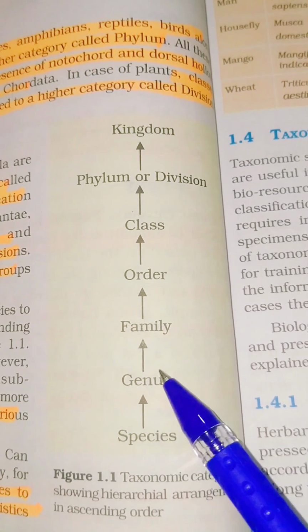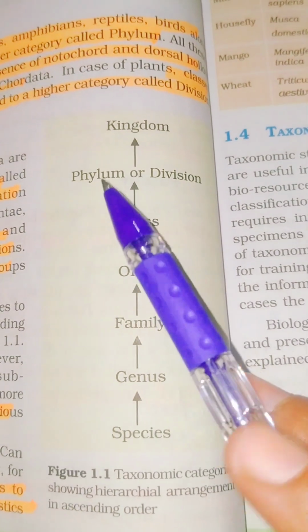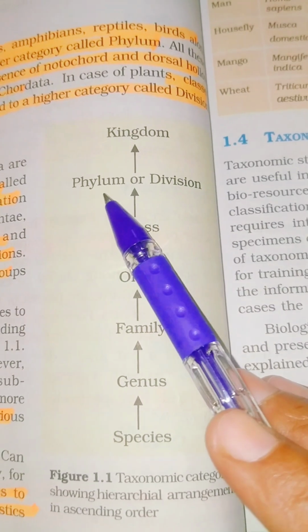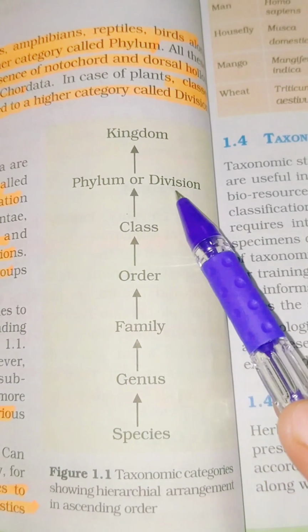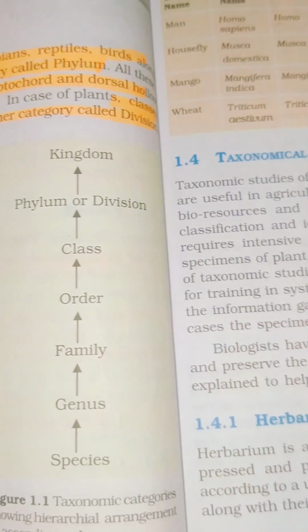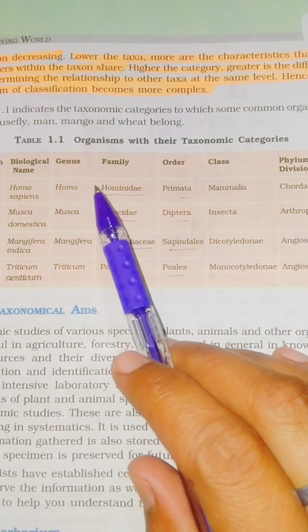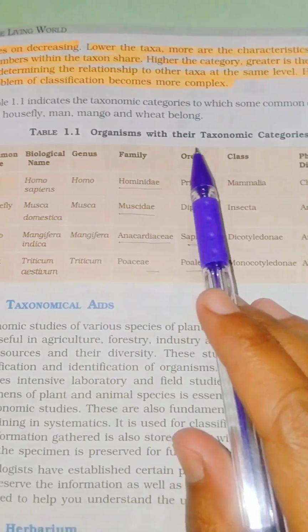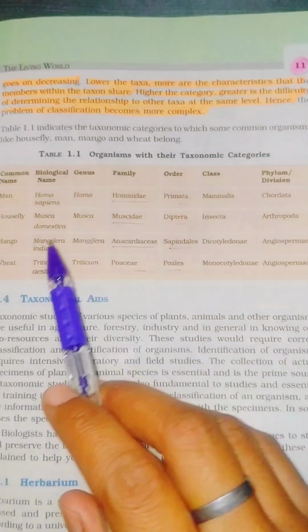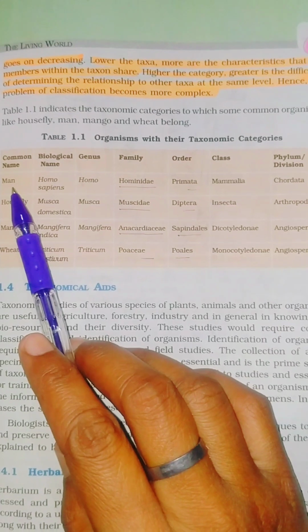These are species, genus, family, order, class, phylum or division. We use phylum in the case of animals and division in the case of plants, and then the kingdom. The next flowchart given here consists of various organisms with their taxonomic categories. So here first given is man.